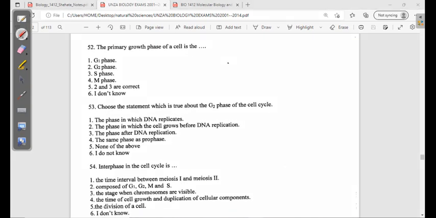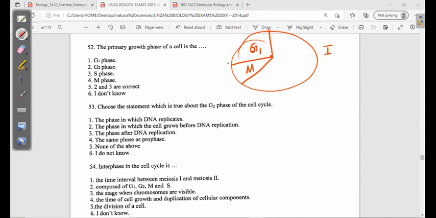Question number 52. The primary growth phase of a cell is there. So when we're talking about the cell cycle, it's divided into the M phase and the interphase. The interphase has got three parts. There is the G1, which is the first growth or gap 1 phase. There is the S phase, and then there is the G2 phase. Okay, so this is the one which is different. The rest, which is not shaded, is the interphase.